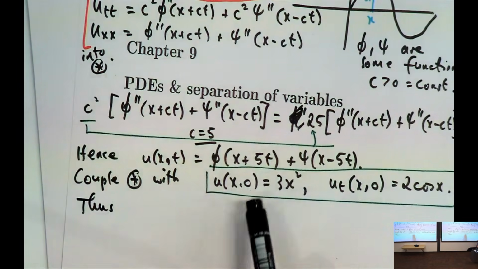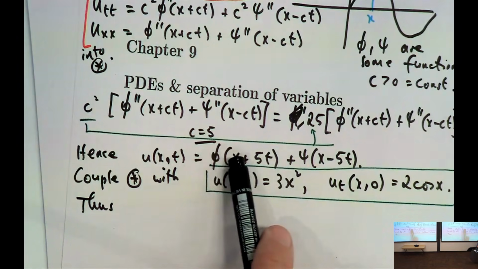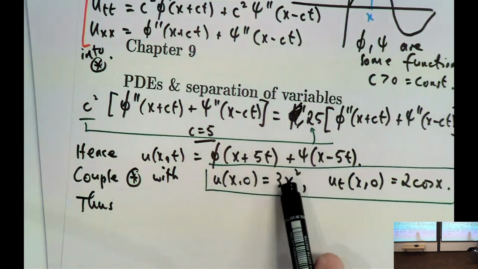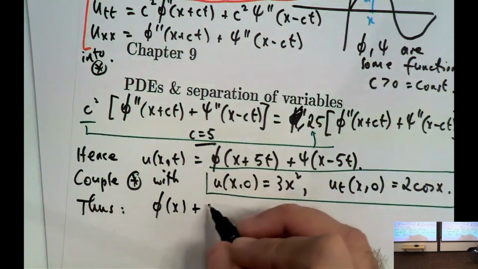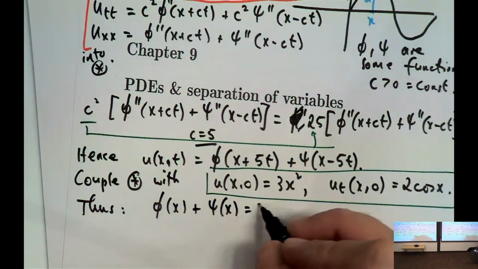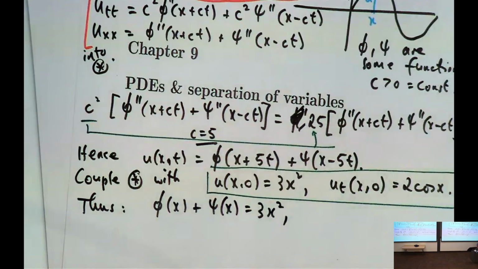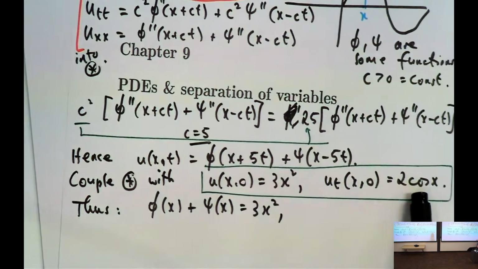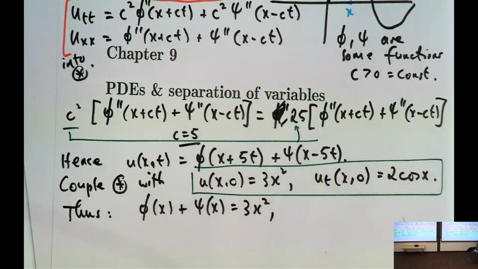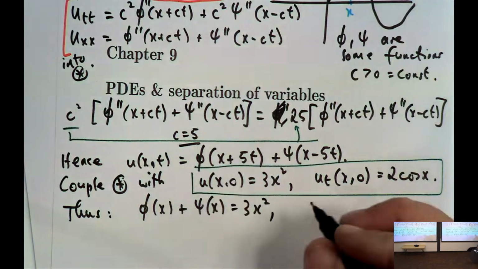Okay, what's going to happen if t equals 0? We get phi of x plus psi of x equals 3x squared. And over here we differentiate first and then plug in t equals 0 and set it to be 2 cosine x. So if I differentiate with respect to x, nothing's really going to change, and then I just put in t equals 0.